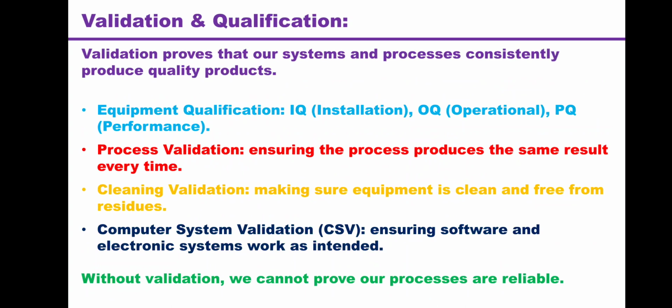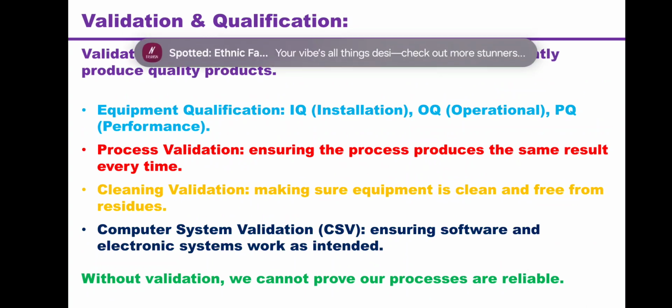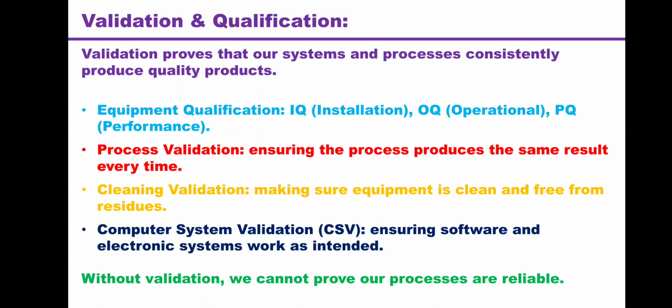Now we'll see the validation and qualification. Validation proves that our systems and processes consistently produce quality products. There are different types of qualification. First one is equipment qualification. Under equipment qualification, the major components are installation qualification, operational qualification, and performance qualification. Of course, we also have to focus on user requirement specification, design qualification, and factory acceptance test. Okay, but those are the supporting documents.